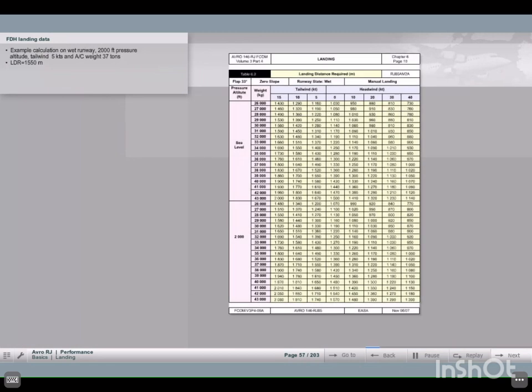We now calculate a landing distance on a wet runway at 2,000 feet pressure altitude with a tailwind of 5 knots. The aircraft weight is 37 tons and the landing distance required is 1,550 meters. For eventual slope and temperature corrections, we have to use another table.